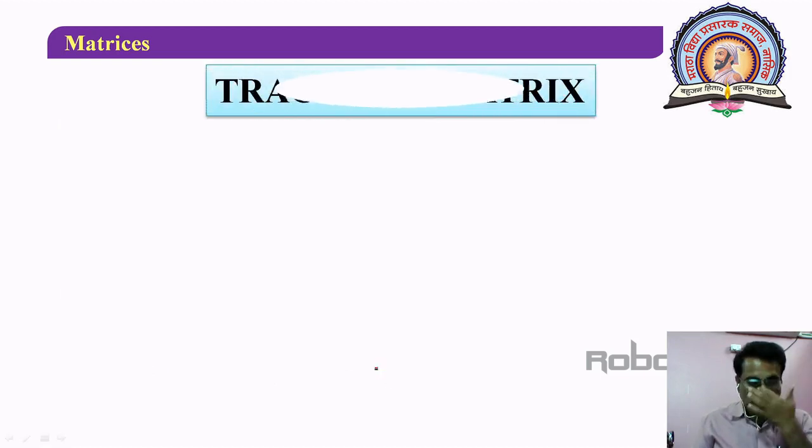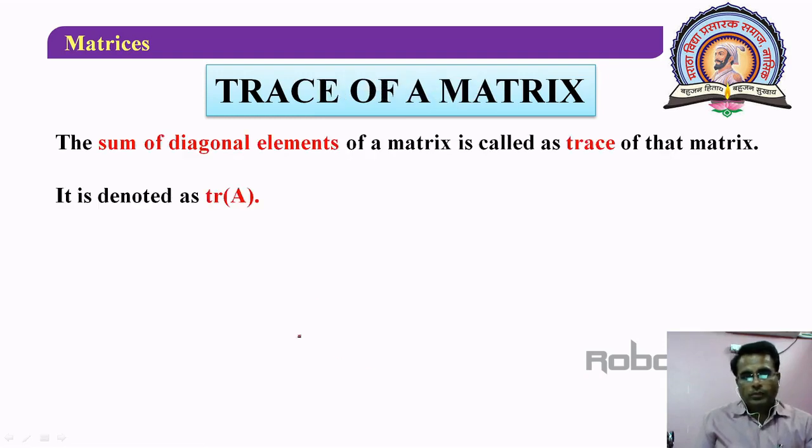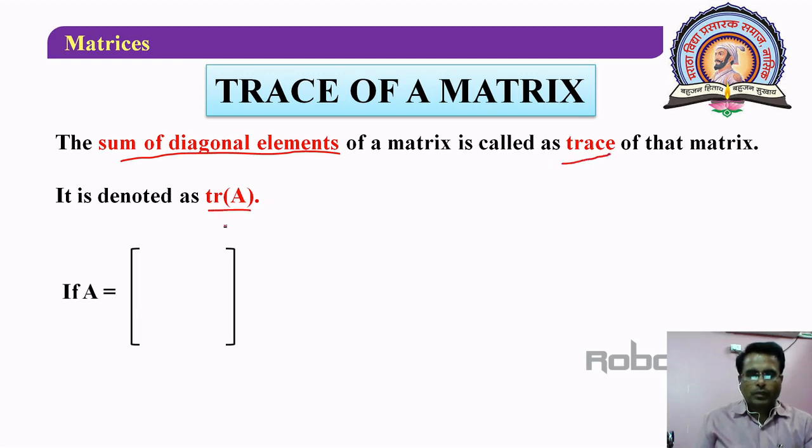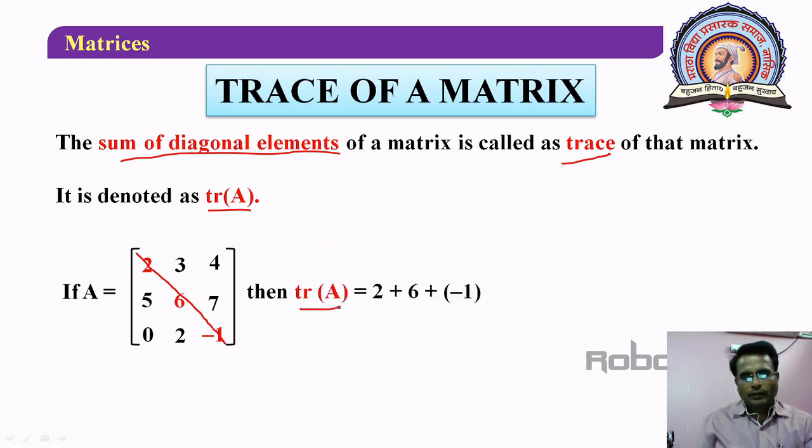Next we have to consider trace of a matrix: the sum of the diagonal elements. If you consider any square matrix, then we can have diagonal elements. Their summation is called the trace of a matrix and it is denoted by tr(A). For example, suppose you consider this matrix consisting of the diagonal elements 2, 6, -1, then in this case we can say that trace of A is equal to 2 plus 6 plus -1. So it is 8 minus 1, and that's why it is 7. This way you can consider trace of a matrix.